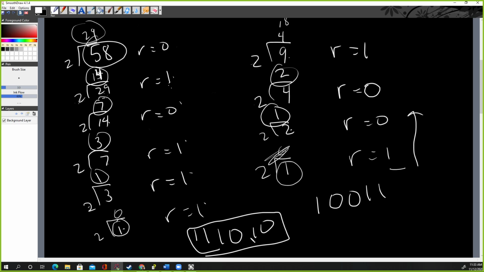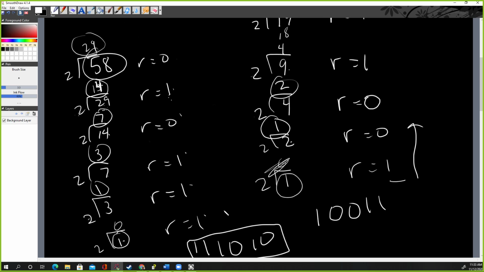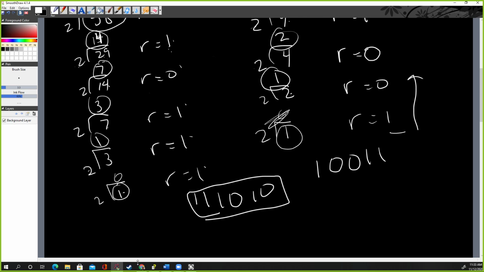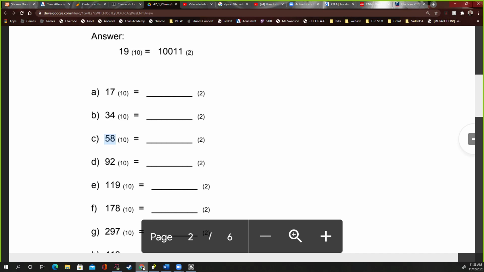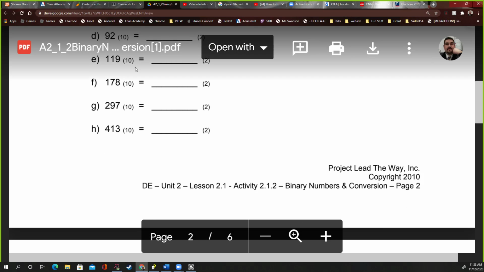But this is the binary number. Actually, so that's it for there. Let's go back here. So you're just doing these, and it's pretty much the same thing. It's just sometimes it's a little longer than others.